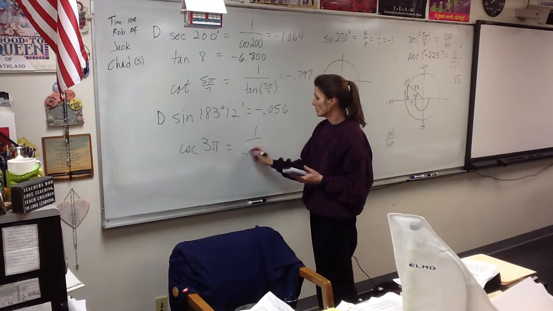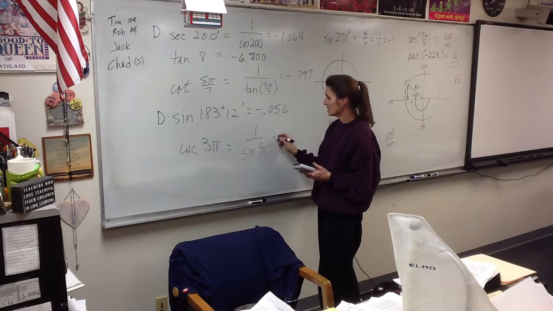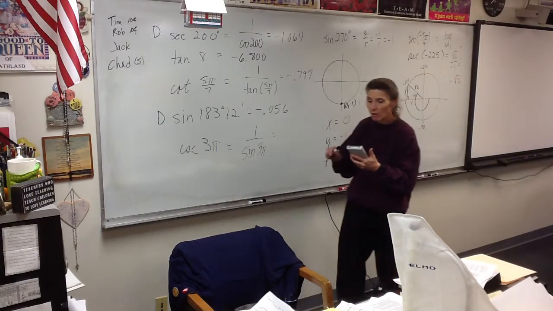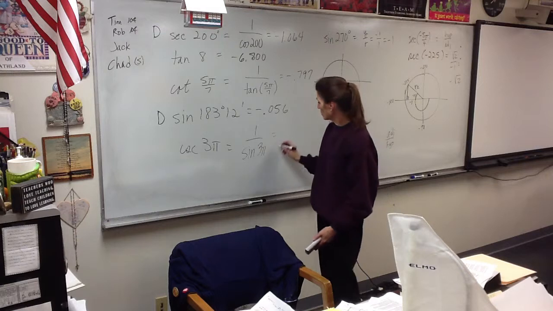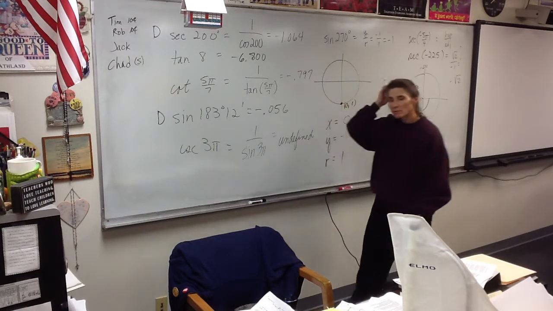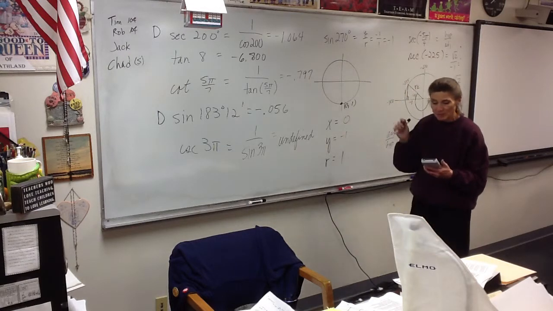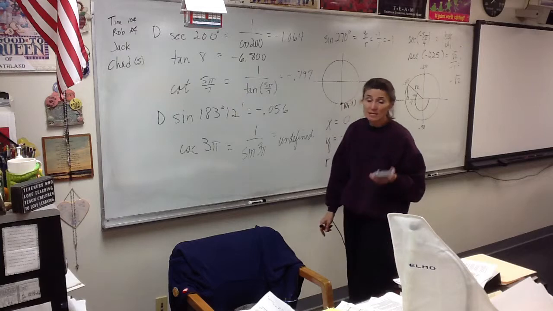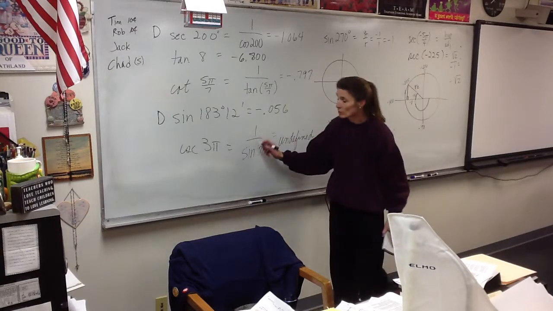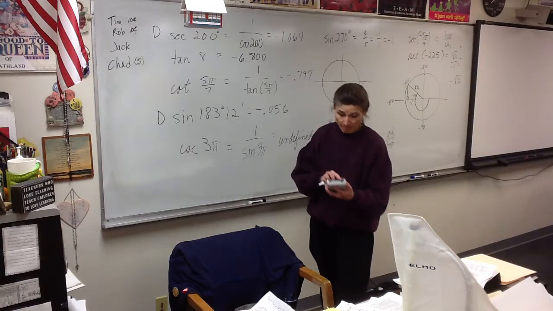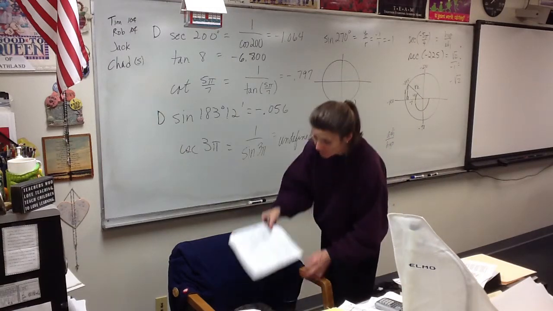Cosecant will be 1 over sine, so it's going to be exactly the same scenario. So 1 divided by sine 3 pi. Uh-oh. This one is undefined. Your calculator will give you some kind of error message. This calculator says divide by 0. I don't know what yours says, but it came up an error message when you type this in. That means you are undefined. The sine of 3 pi is undefined.